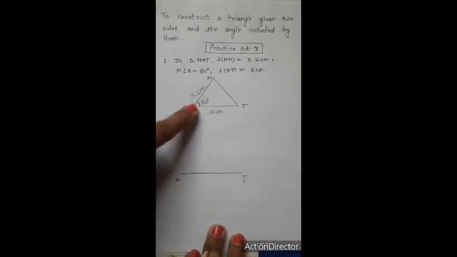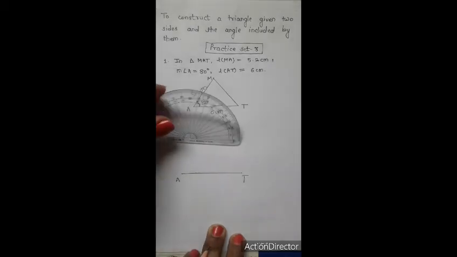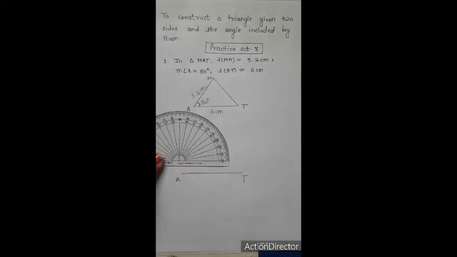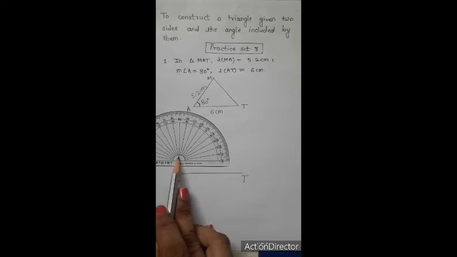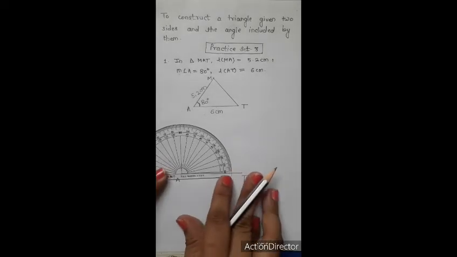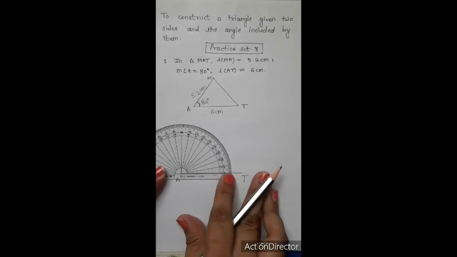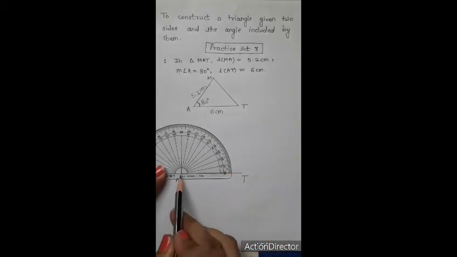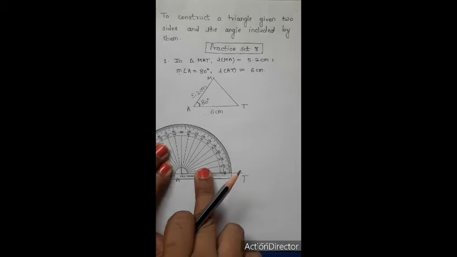After this, to locate the angle, we have to make use of a protractor. The pointer of the protractor, this middle meeting point of this horizontal and this vertical line, has to be perfectly placed on point A. You can see that this point is exactly coinciding with the point A, and this horizontal line is coinciding with the segment AT. This way you have to hold the protractor.